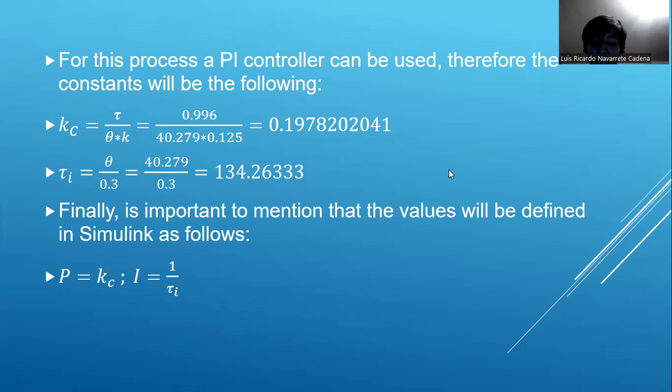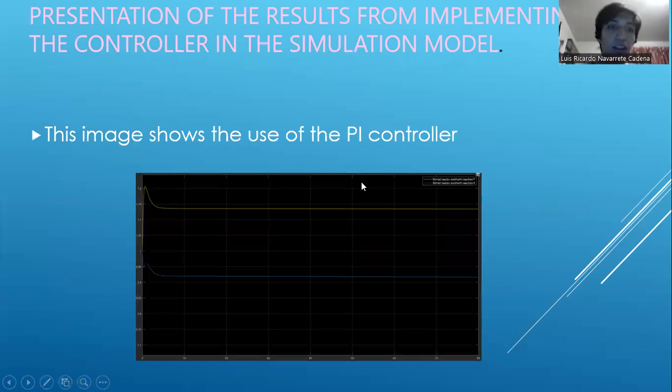Finally, it's important to mention that the values will be defined in Simulink as follows. In Simulink, the values are different from those we use in the formula of the controller. This image shows the use of a PI controller. As you can see, it goes up and then reaches equilibrium.